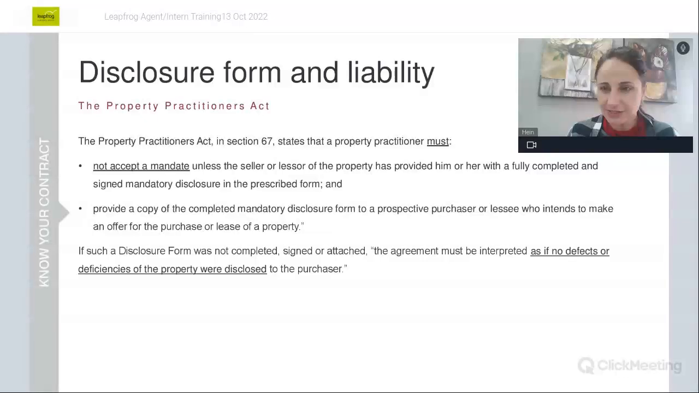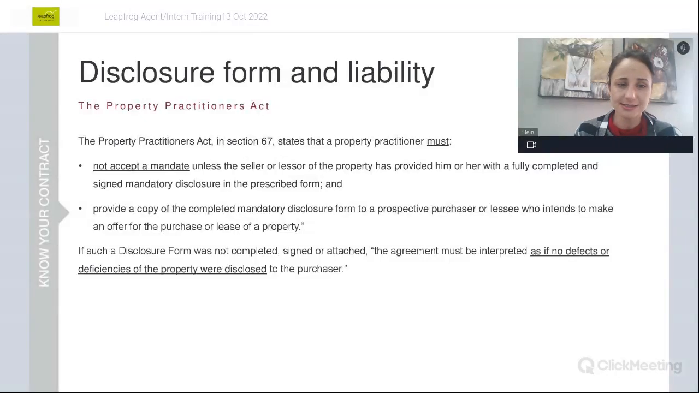But we do have a new development in our law. As you know, as of 1 February, we have the Property Practitioners Act, which regulates the estate agent industry and property sales. What the Act has basically brought in Section 67 is that you cannot accept a mandate, and remember, this is a verbal or a written mandate, you cannot start marketing a property if you don't have a signed disclosure form by your seller. Guys, this is so important. It's at mandate stage, so it's at the beginning of the relationship. It's not at offer stage.